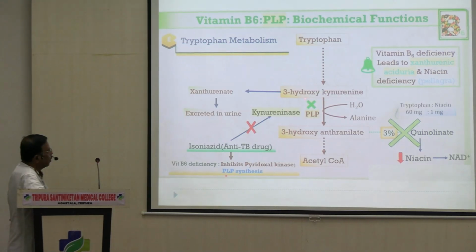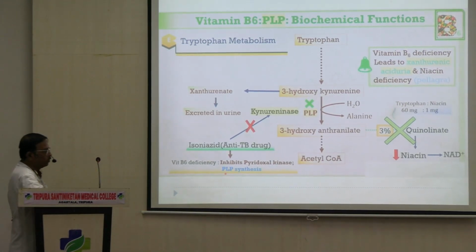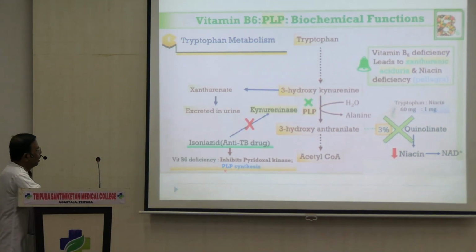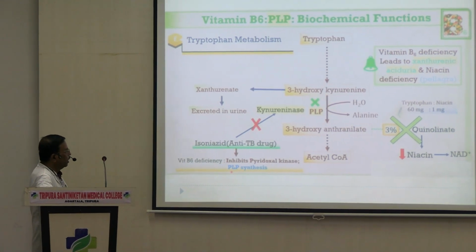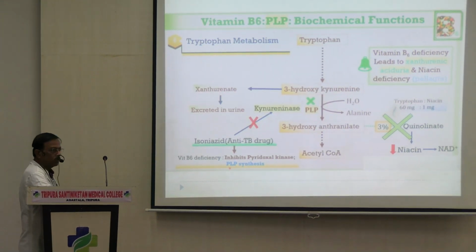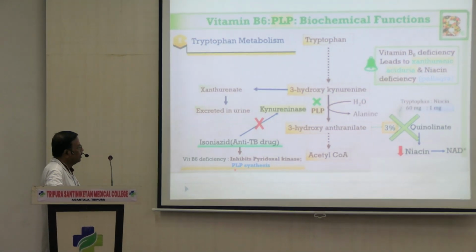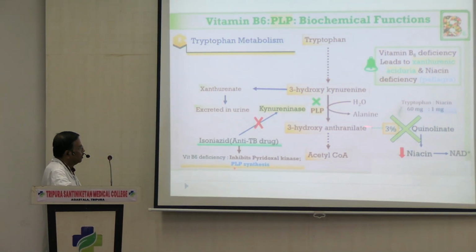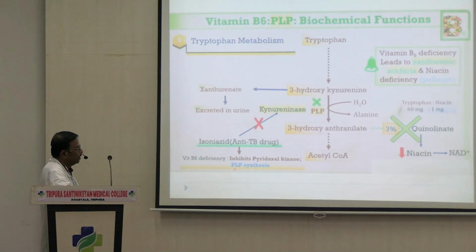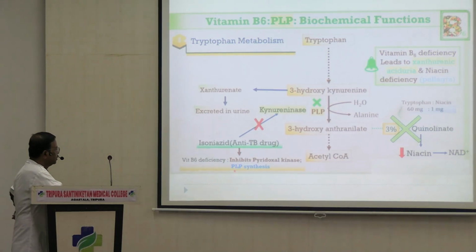So 3-hydroxykynurenine is converted into xanthurenic acid, and that is excreted in the urine. So in case of PLP deficiency, we estimate whether urine contains xanthurenic acid or not. And again, about 3% of the 3-hydroxyanthranilate is converted into niacin, that road also is blocked. So niacin synthesis is also hampered.